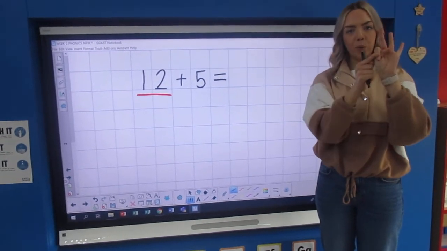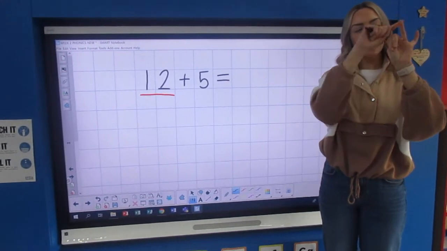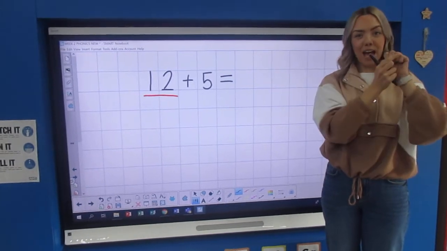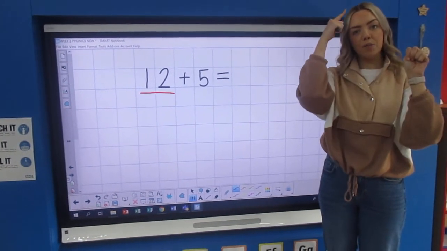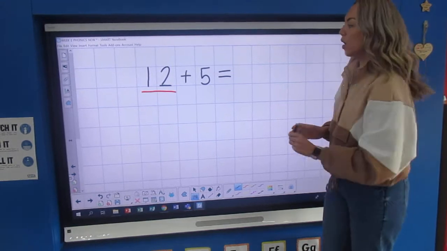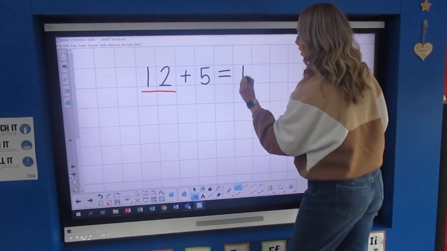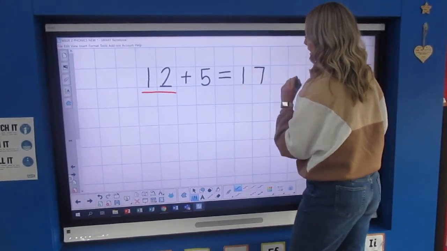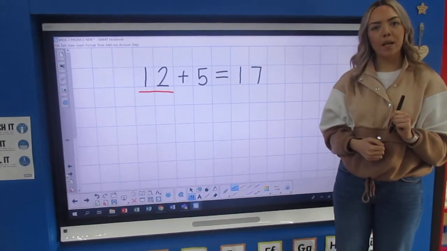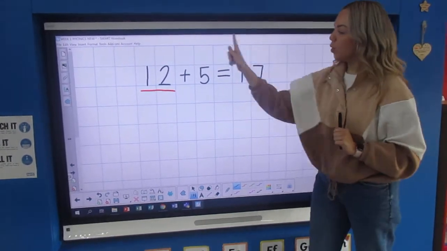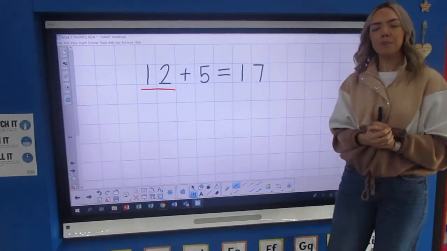13, 14, 15, 16, 17. So I know that 12 and 5 more equals 17. Okay, super job. Let's do one more. I hope your number sentence looks like mine.